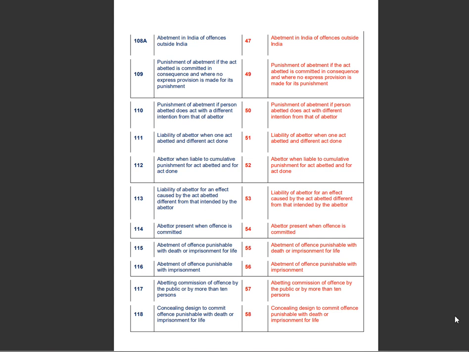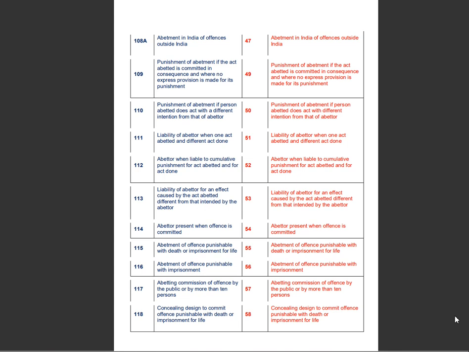Section 114 of the Indian Penal Code deals with abettor present when offence is committed, whereas Section 54 of the BNS deals with abettor present when offence is committed. Section 115 of the Indian Penal Code deals with abatement of offence punishable with death or imprisonment for life, whereas Section 55 of the BNS deals with abatement of offence punishable with death or imprisonment for life.